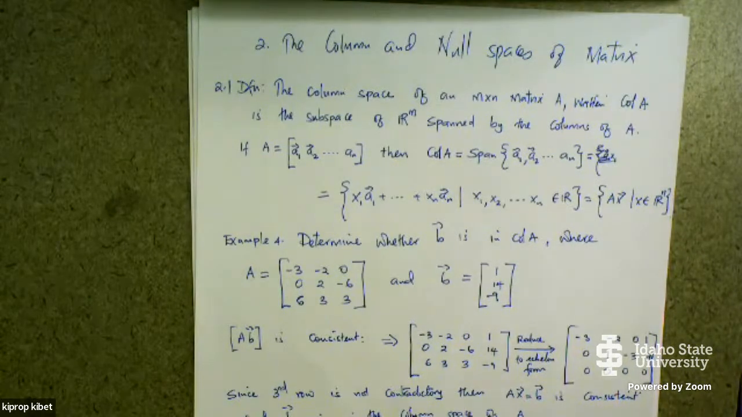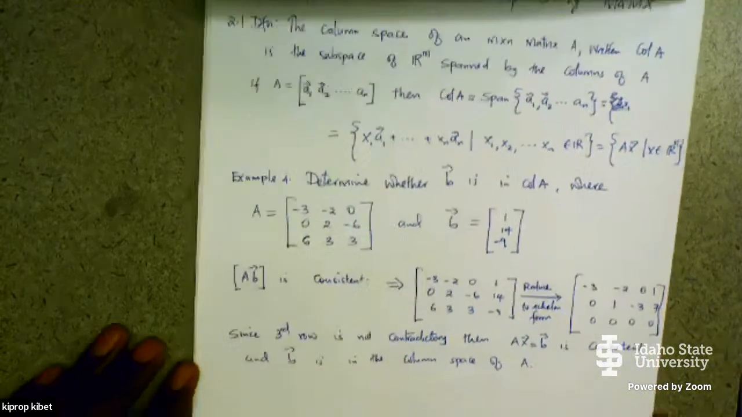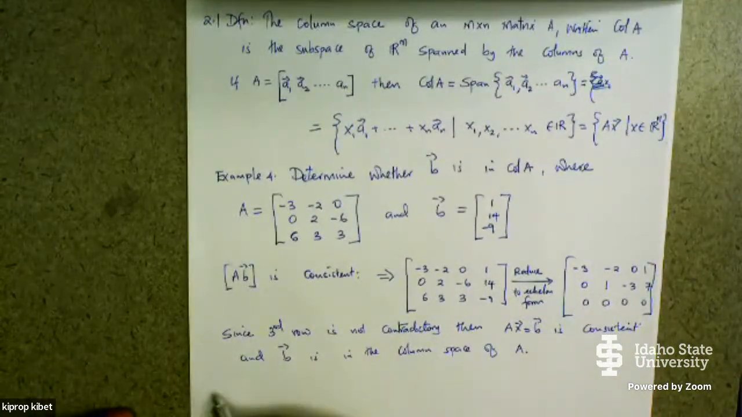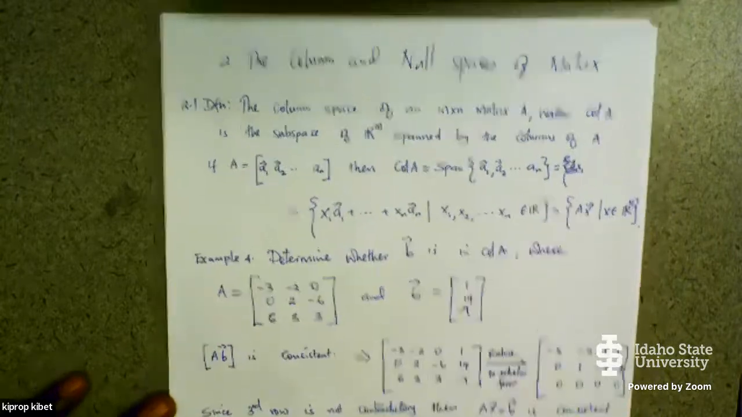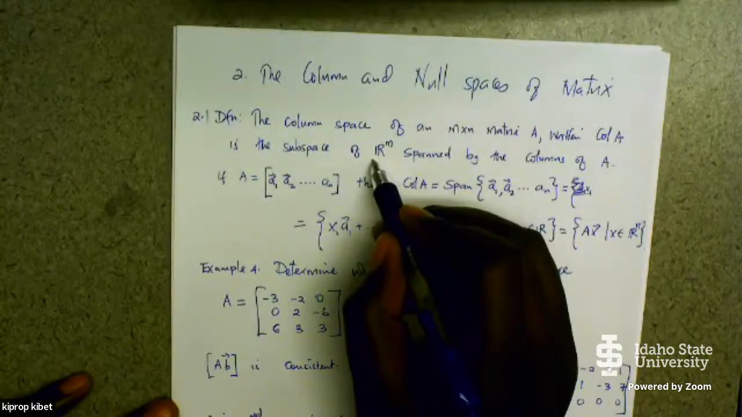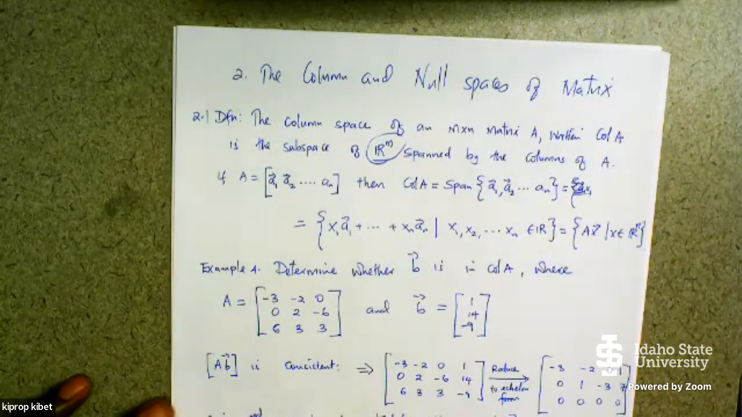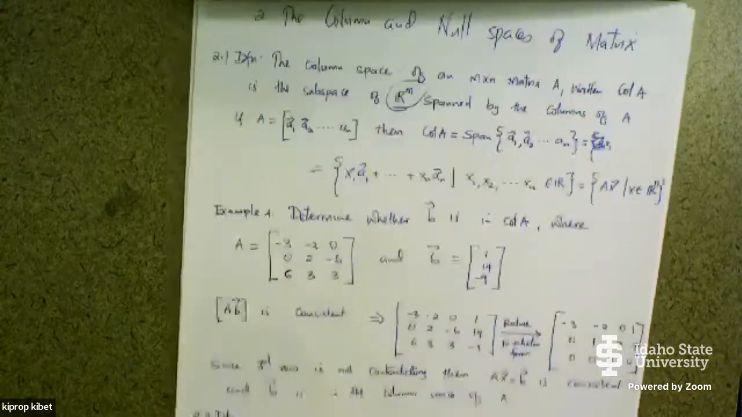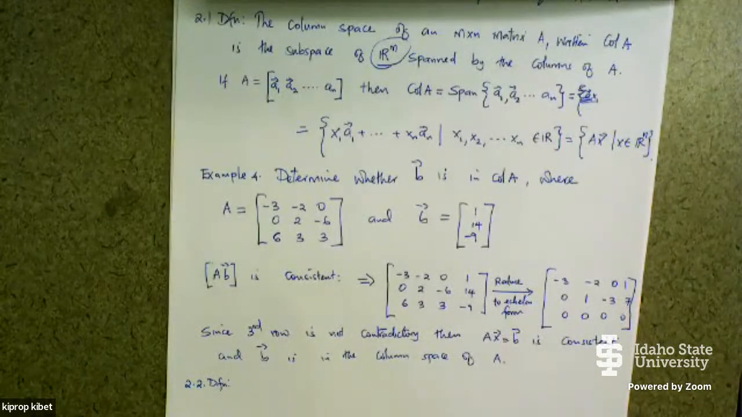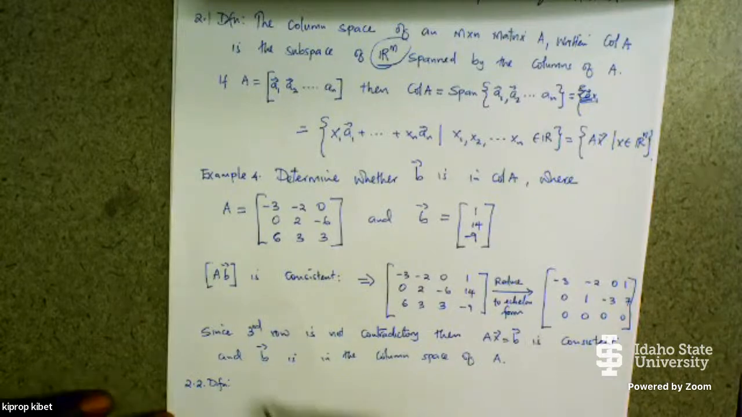Okay, what about the null space? Let's look at definition 2.2. The column space is a subspace of R^m, but the null space will actually be a subspace of R^n.